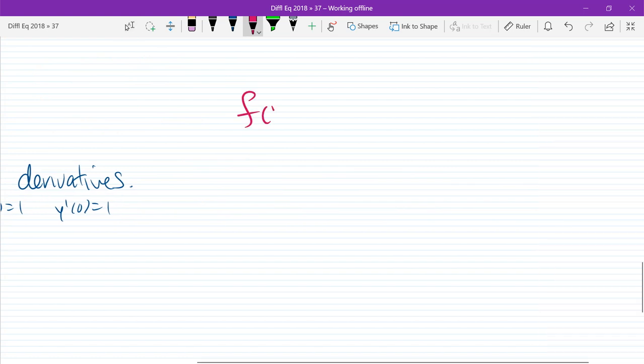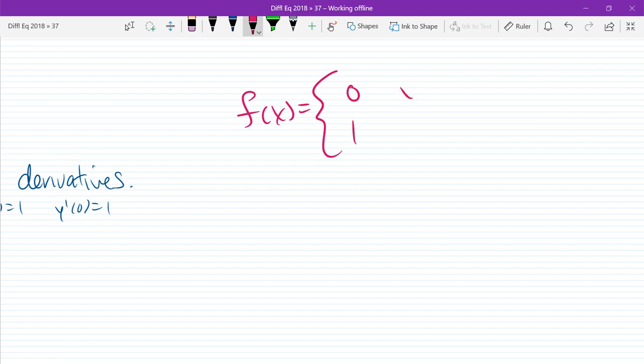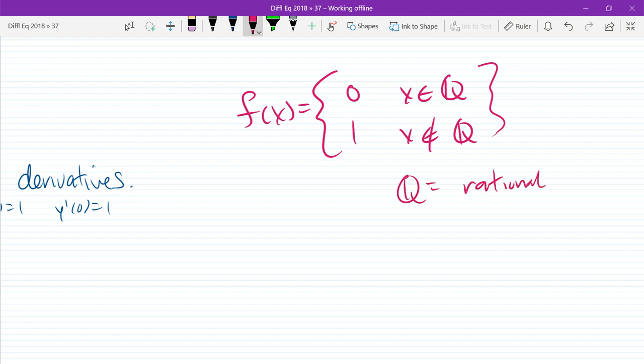How about this function right here? What's this weird Q thing I wrote? Have you seen Q before? No. So Q is all the rational numbers. So this says if x is a rational value, it's 0. If x is irrational, it's 1. So if you graph it, there's a lot of points that have y value 0, a lot of points that have y value 1, and it turns out, without too much deep diving into how the rational numbers look in the real numbers, there are basically way fewer rational numbers than there are real numbers.